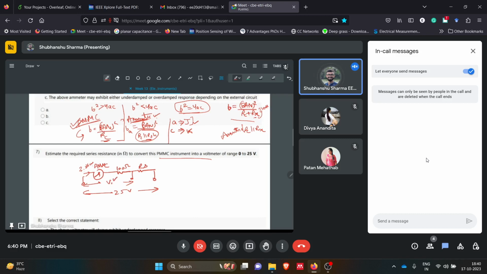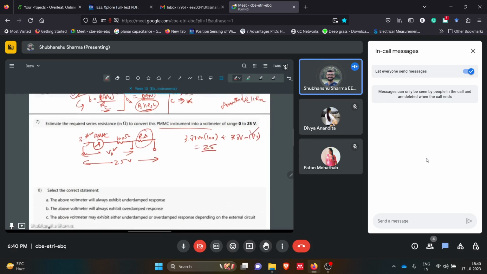We can get 3.88 into 100, which gives us this value V1. We know 25 volts, so we can get RS also. So this is basically 3.88 milli into 100 plus 3.88 milli into RS equals 25 volts. So you can get RS from here.